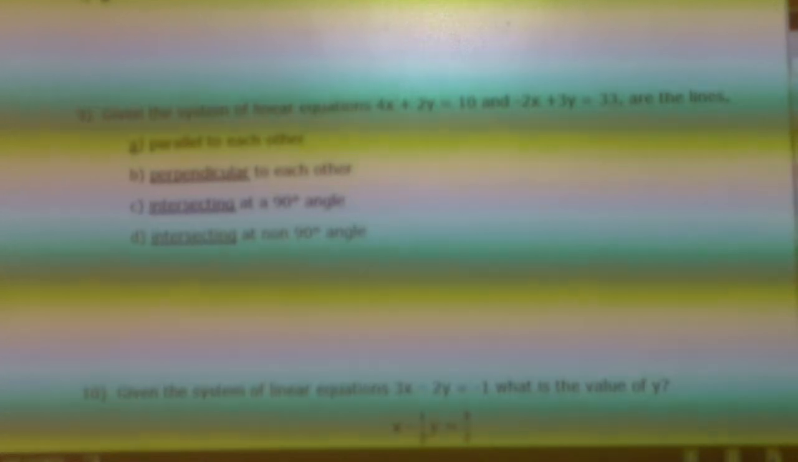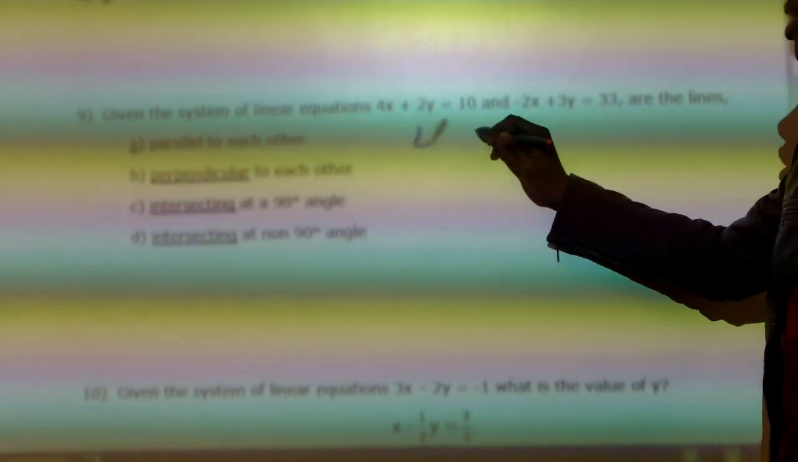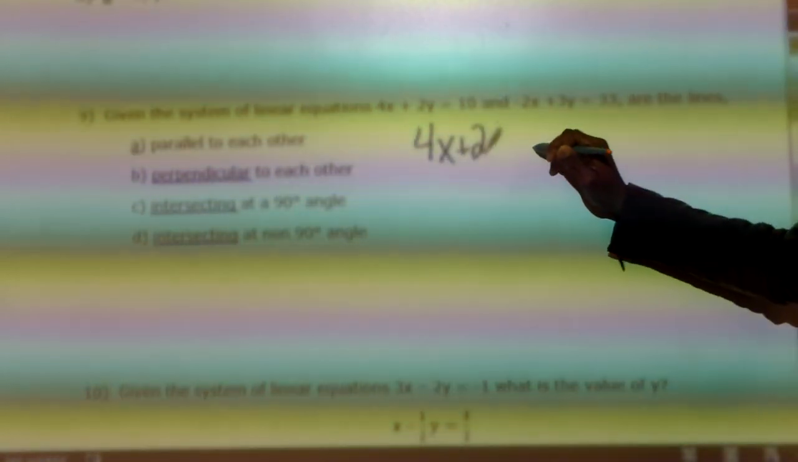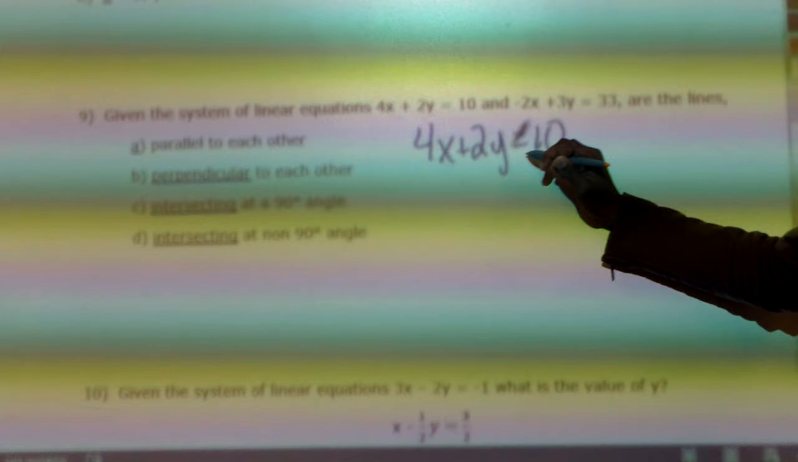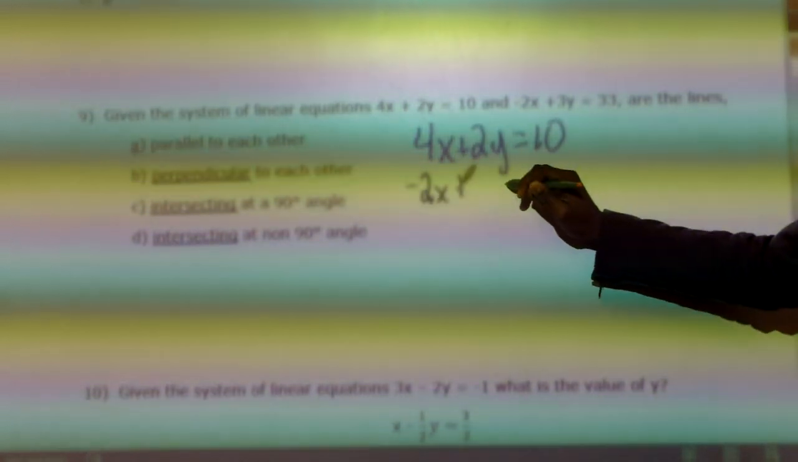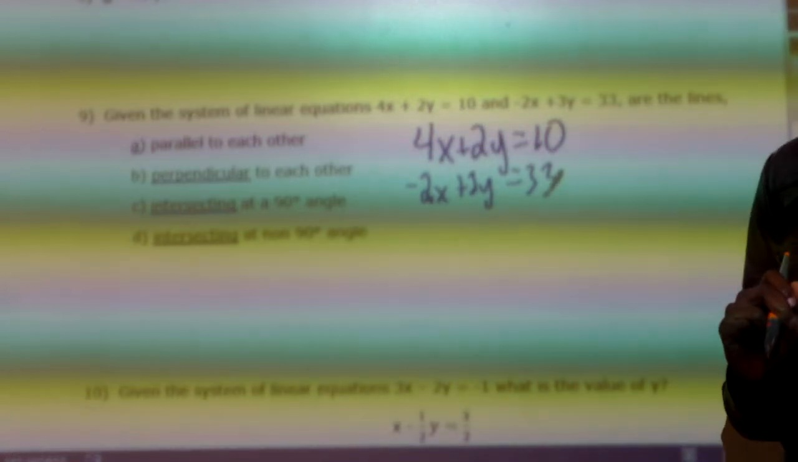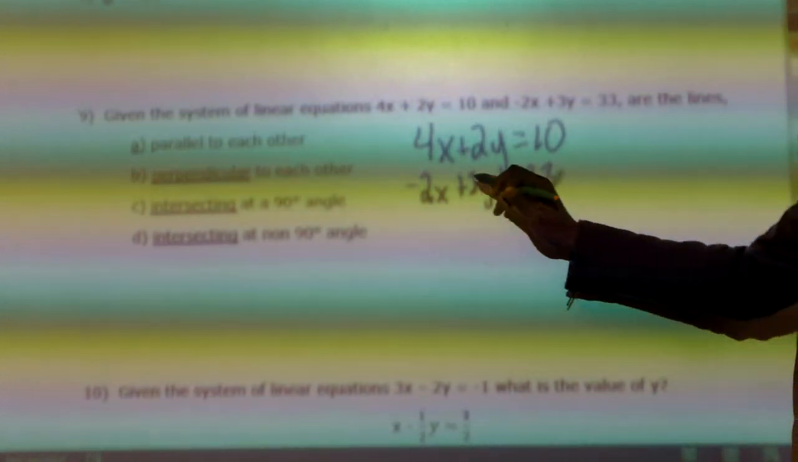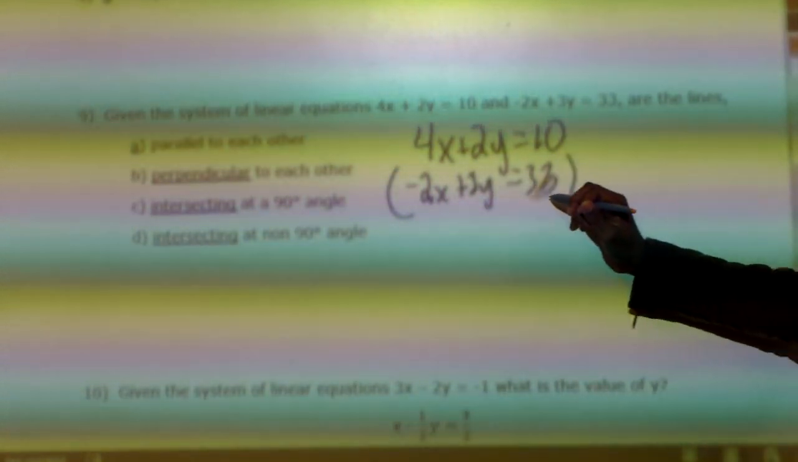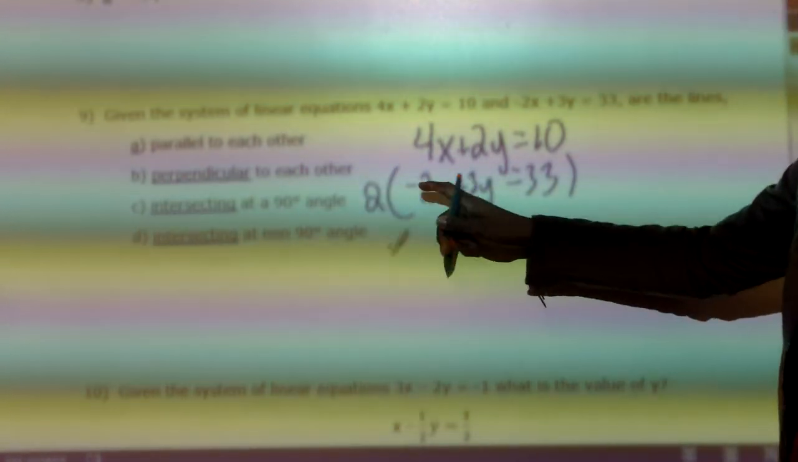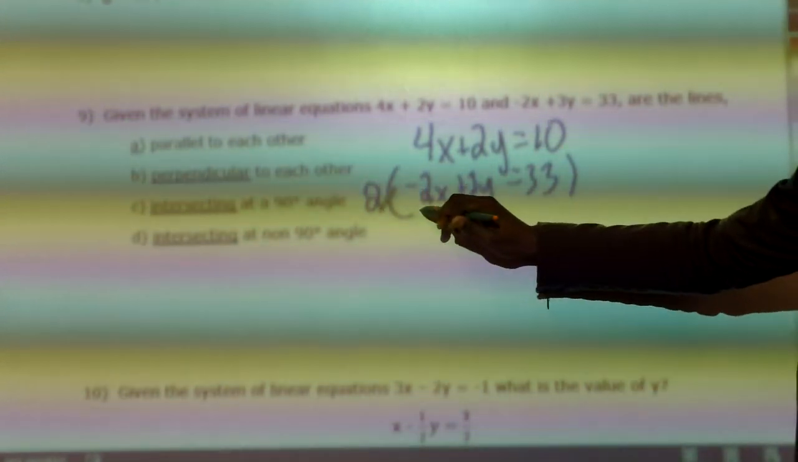Number 9. Given the system of equations, what are the lines? You couldn't have done this one by plugging it in. Nope. So we have 4x plus 2y equals 10, and -2x plus 3y equals 33. Which method did y'all use on this one? Elimination? With elimination, all you have to do is multiply the whole bottom by 2.